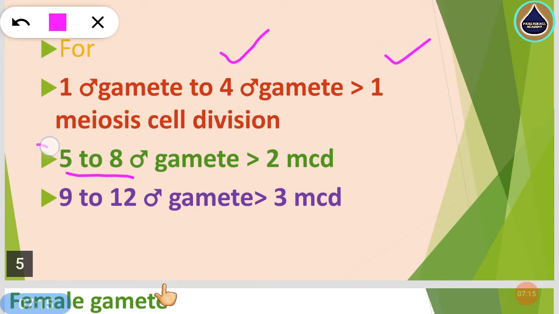Then from 5 to 8, 2 meiotic cell divisions are needed. Is that clear? And in the third example, from 9 to 12, for the formation of the male gametes 9 to 12, 3 meiotic cell divisions are needed, and so on. So it is now clear that one meiotic cell division is needed for the formation of 4 pollen grains, which will finally convert into 4 male gametes.